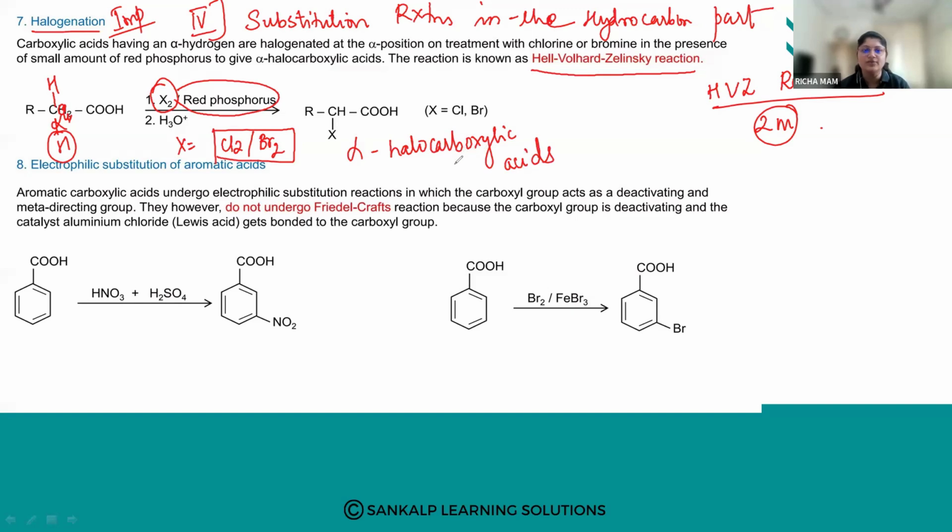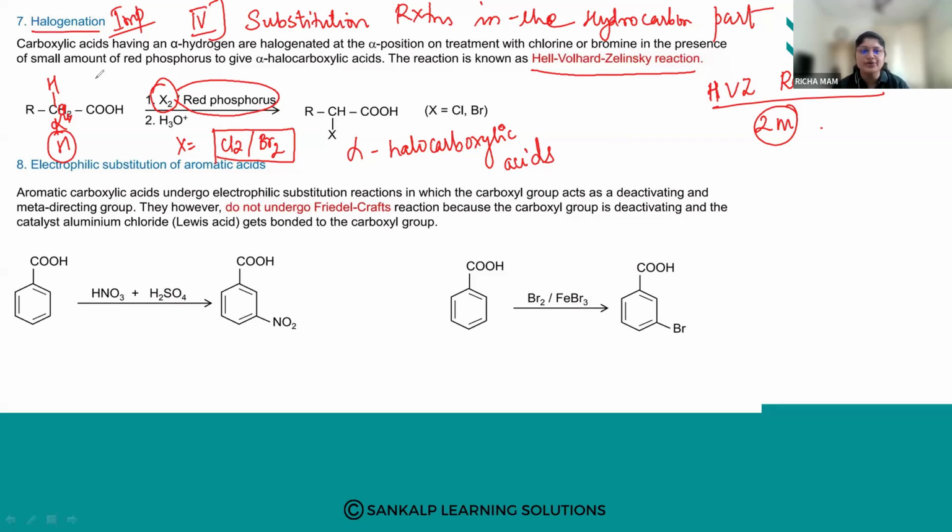One of the hydrogen atoms will be replaced by what? It will be replaced by your halogen atom. This reaction is called the Hell-Volhard-Zelinsky reaction. Carboxylic acids having an alpha hydrogen are halogenated at the alpha position.